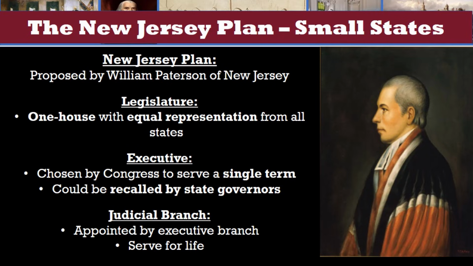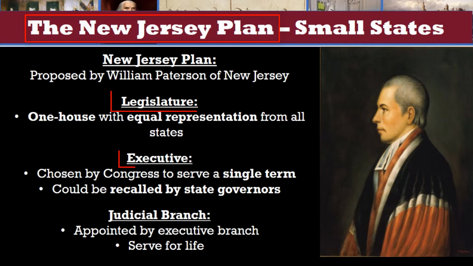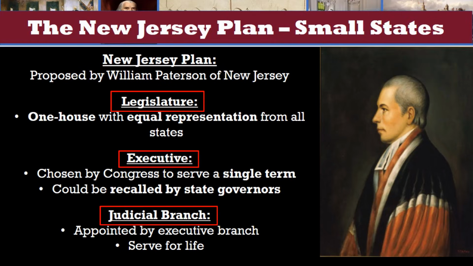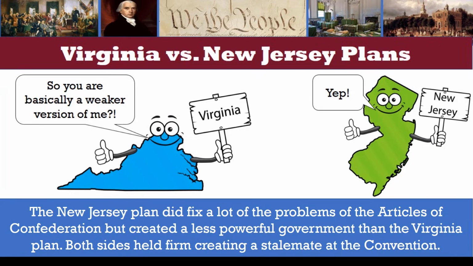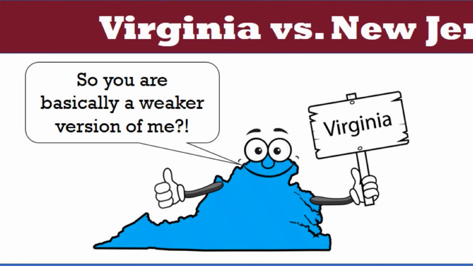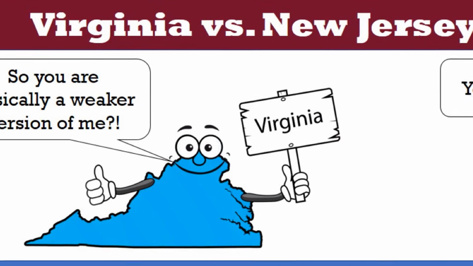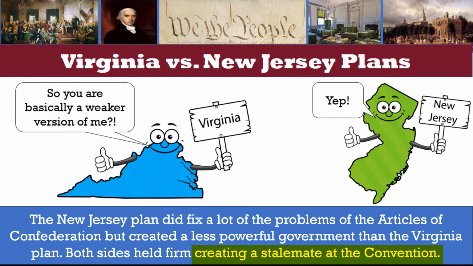In response, the small states put forth the New Jersey Plan. Introduced by William Paterson of New Jersey, it too called for 3 branches of government and the power to tax. But the main difference, as can be expected, would be a one-house legislature with equal representation for all states, just like Congress worked under the Articles of Confederation. The New Jersey Plan did fix a lot of the problems of the Articles of Confederation, but created a less powerful government than the Virginia Plan. Both sides held firm, creating a stalemate at the convention.